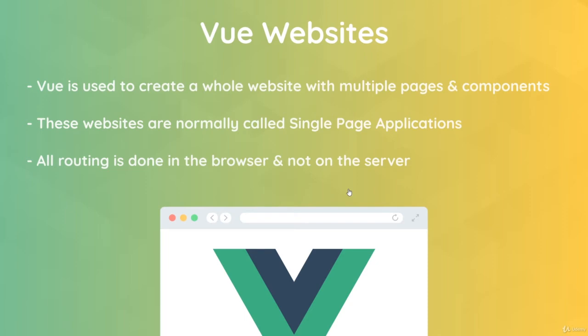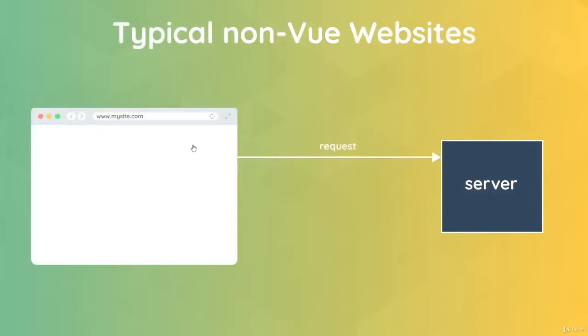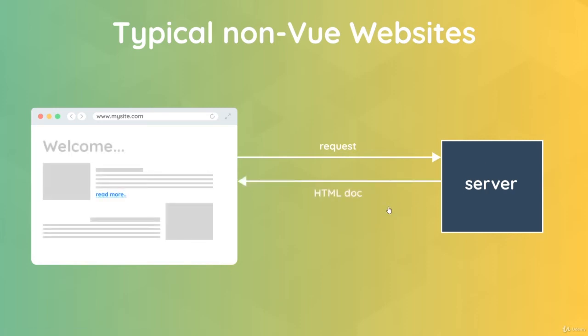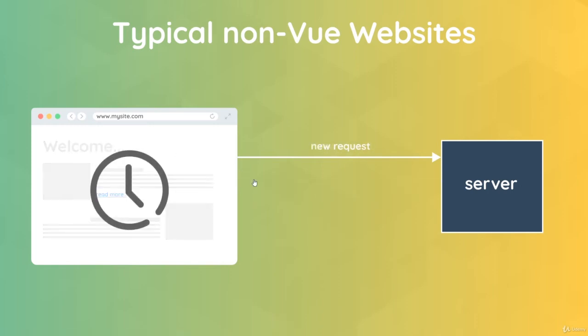So, for typical websites which don't use Vue or something else similar like React, the following normally happens. First of all, we'd make a request for the website or the web page from the browser by typing in an address in the address bar and hitting enter. That sends a request to a server somewhere. The server handles that request and sends back the HTML page, which we then see in the browser. Now, if we were to click on a link on this page, for example, this one right here, then it would send a fresh request to the server, which would then send back a new HTML page. And the same is true for every link you click on thereafter.